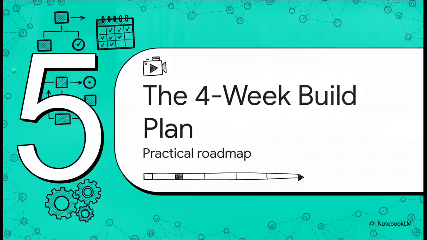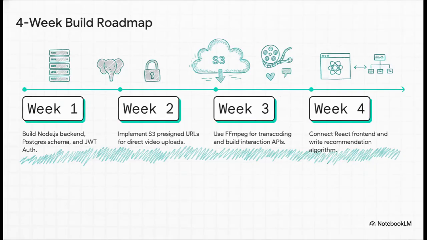Okay, Section 5, the 4-week build plan. System design can feel like a lot, but I promise you can build this. Here is a highly realistic timeline to build this from scratch in just a month. Week 1, you lay the foundation. Get your Node.js backend running, set up that Postgres schema, and lock down user logins with JWT authentication.